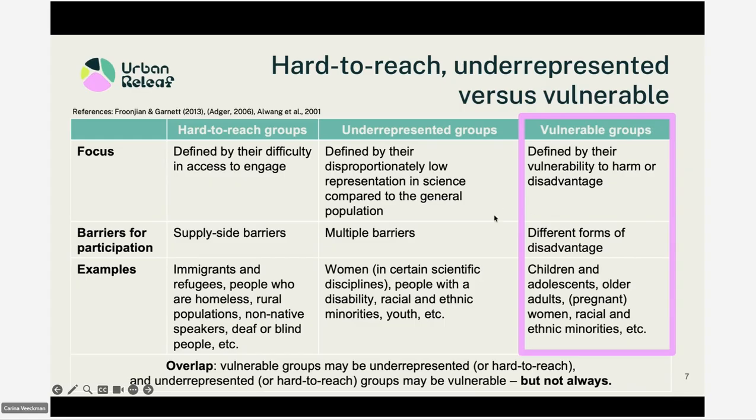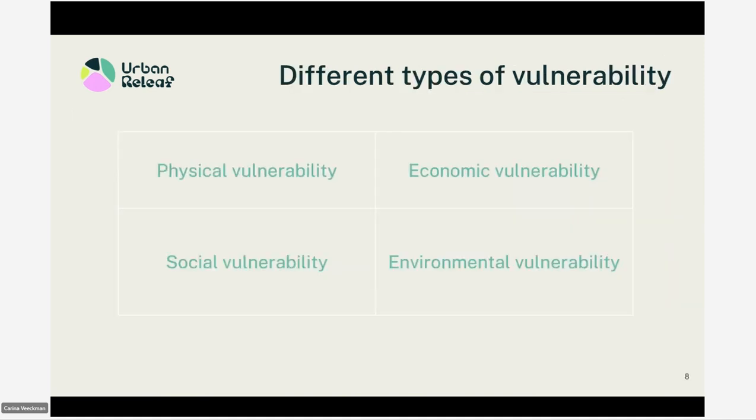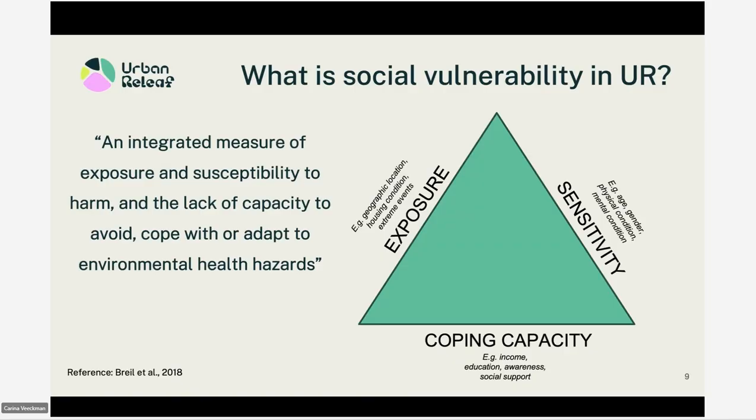There might be a conceptual overlap related to underrepresented and hard to reach groups, but it may not always be the case. And then you have different types of vulnerabilities that you can focus upon, reaching from physical, economic, social, and environmental vulnerability. Since urban relief is focusing on environmental health hazards, our focus is on social vulnerability. And this concept is actually defined by 3 different elements.